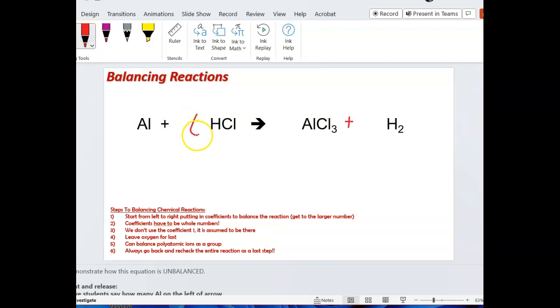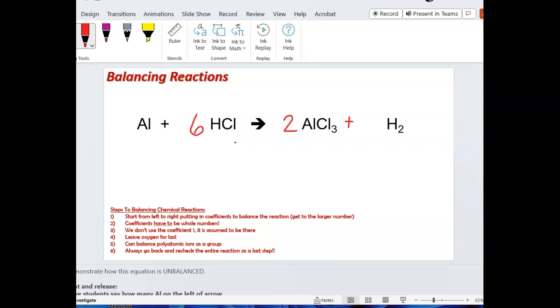So if I put a 6 in front here, now I have 6 chlorines that went into the reaction. And if I put a 2 here, I have 2 times 3, 6 chlorines that came out. So it's really just trial and error. I went from left to right, but saw when I got to chlorine that I had an odd number on one side, right? I had 3 on one side and 2 on the other at that point. And so you can use that idea of getting to 6 and then start over.